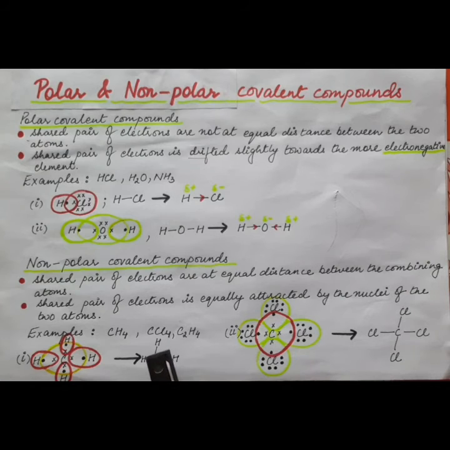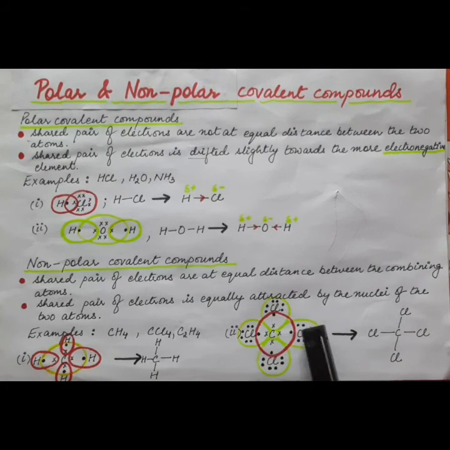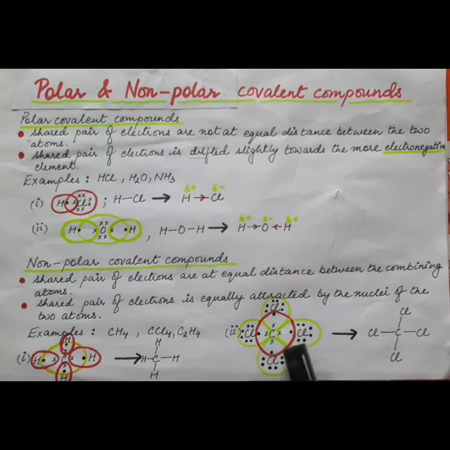Now we take the example of carbon tetrachloride. Carbon again has 4 electrons in the valence shell, represented with crosses. Chlorine has 7 electrons, represented with dots. Carbon needs 4 electrons to complete the octet. It takes 4 electrons from 4 chlorine atoms and completes the octet. Each of the chlorine atoms needs 1 electron to complete the octet, so it will take 1 electron from the carbon atom and complete the octet. So this results in the formation of the molecule carbon tetrachloride, CCl4.